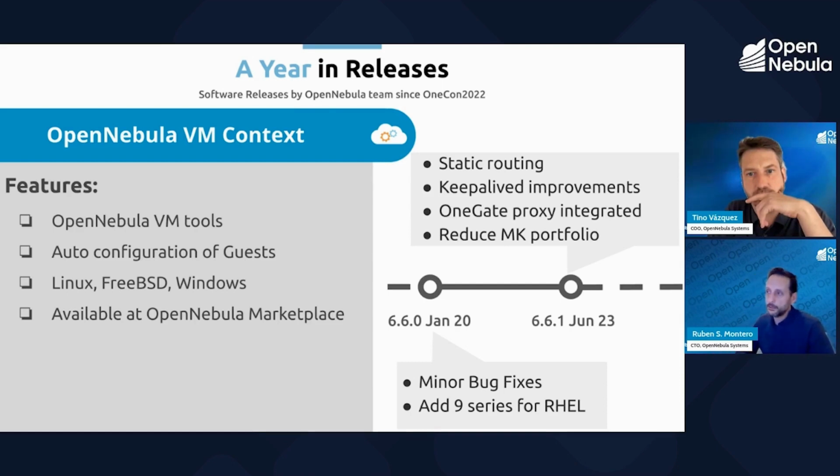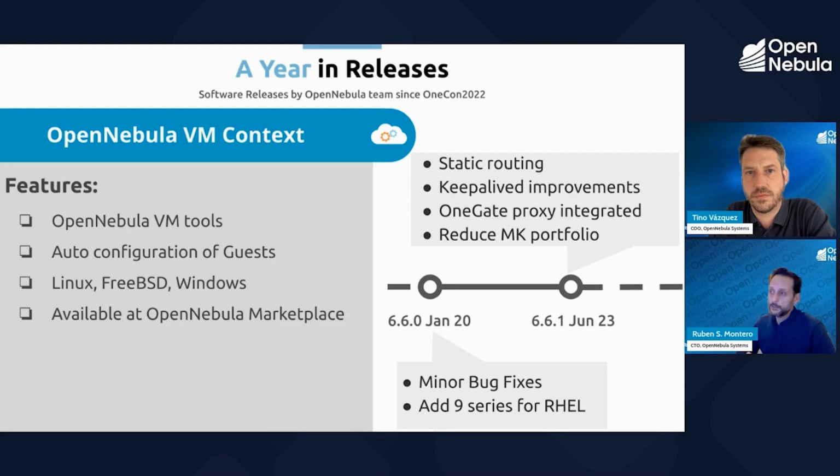And then this month, we made another release, which includes several improvements in the networking, like you are able to define static routes for the guest. We included some improvements in Keepalived in the management of the IP, and also we integrated the Git proxy, so you can directly use Git through a proxy, which is really convenient.